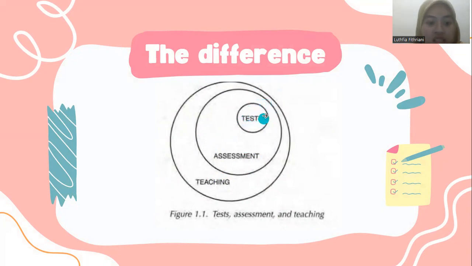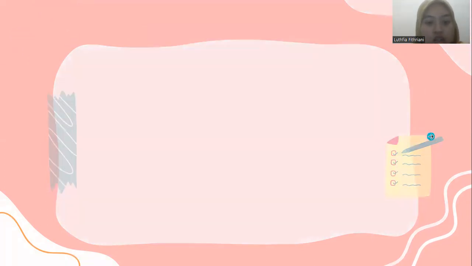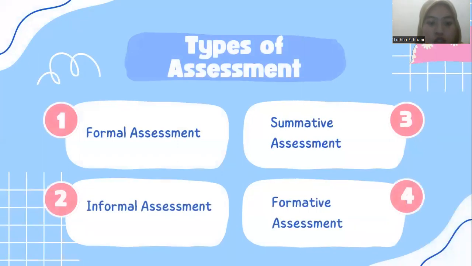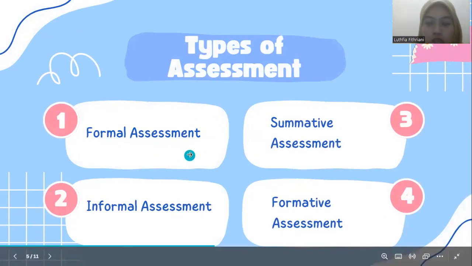And then, test is a formal form of assessment. It is a method of measuring a person's ability, knowledge, and performance in a given domain. There are two ways of assessing your students' learning, formal assessment and informal assessment. Do you know what is the difference?